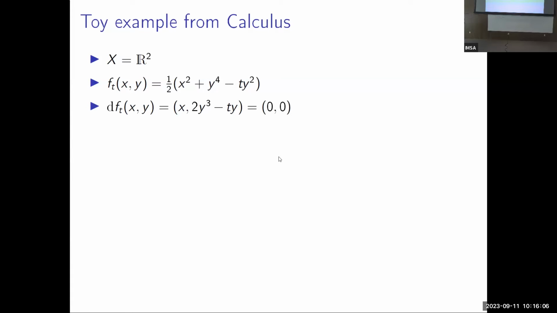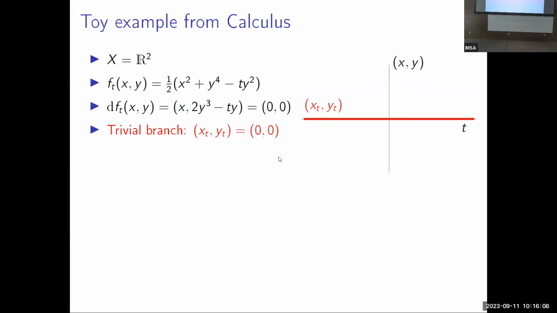of course you need to have x equals 0 and y that satisfies a cubic equation. You see, 2y cubed minus ty equals 0. So you always have the trivial branch solutions (0, 0). That's all. And you take the second derivative of this, the Hessian, and it's given by this symmetric matrix here. And you count the negative eigenvalues of this matrix.